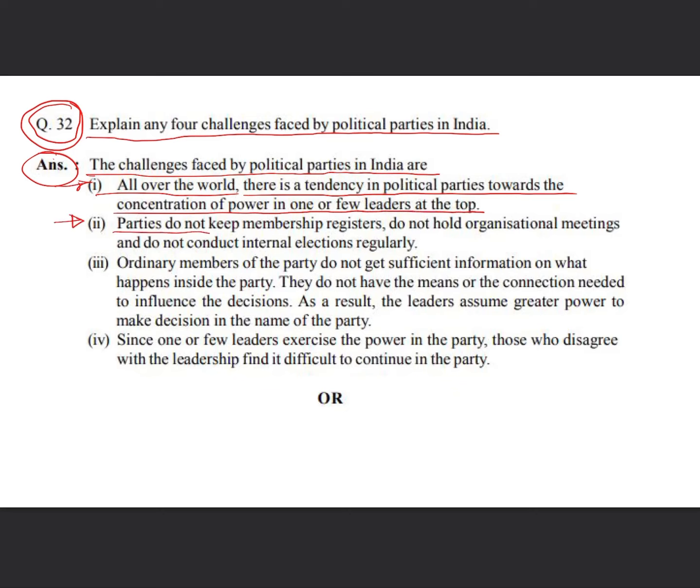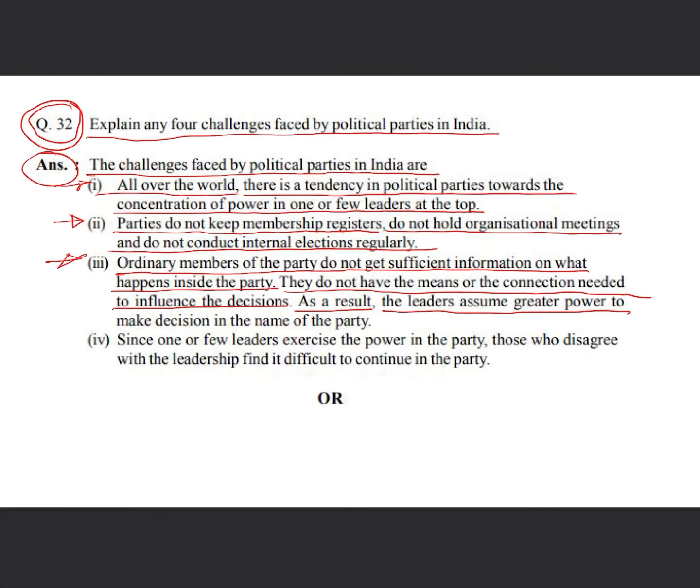Second, parties do not keep membership registers, do not hold organizational meetings, and do not conduct internal elections regularly. Third, ordinary members of the party do not get sufficient information on what happens inside the party. They do not have the means or the connections needed to influence the decisions. As a result, the leaders assume greater power to make decisions in the name of the party. Fourth, since one or a few leaders exercise the power in the party, those who disagree with the leadership find it difficult to continue in the party.